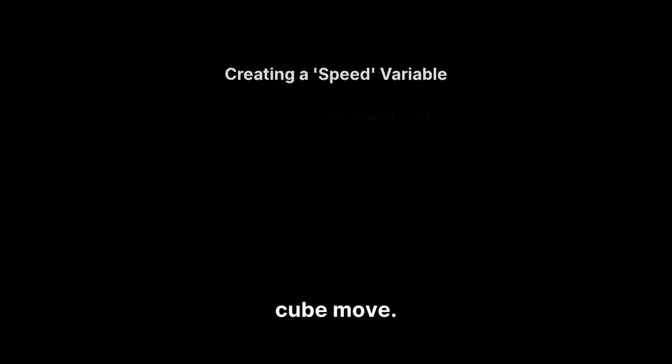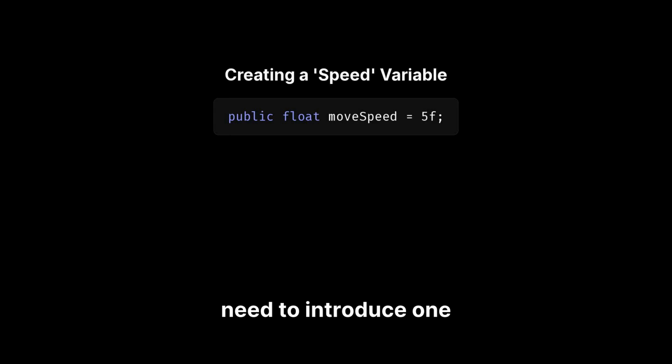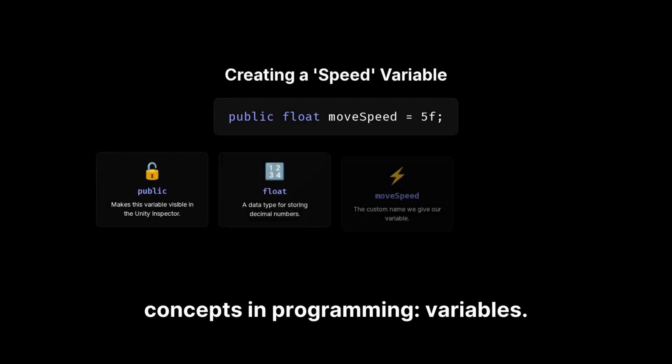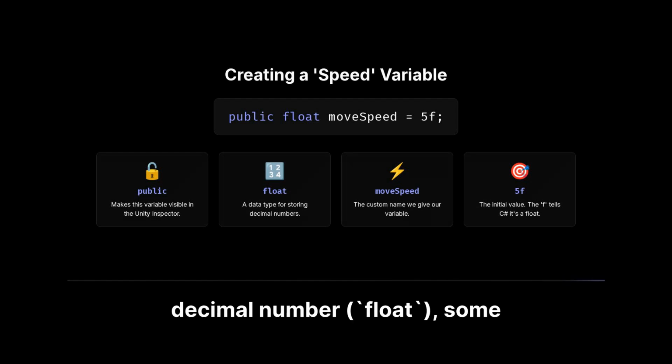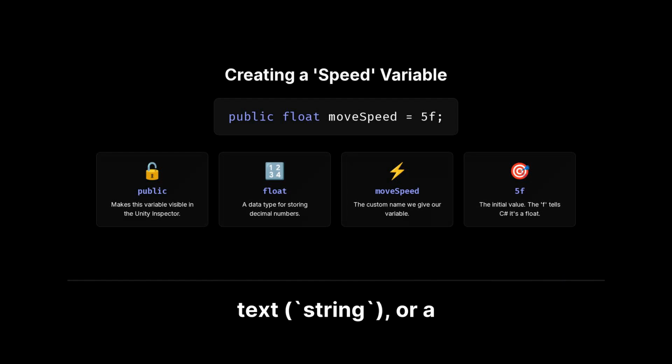Time to make this cube move. To do that, we need to introduce one of the most powerful concepts in programming: variables. A variable is just a little container for a piece of information. It could hold a whole number, int, a decimal number, float, some text, string, or a simple true/false value, bool. We want to control the cube's speed, which will probably be a decimal. So let's use a float.